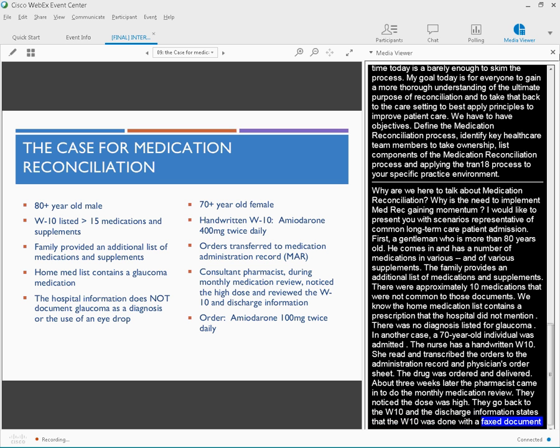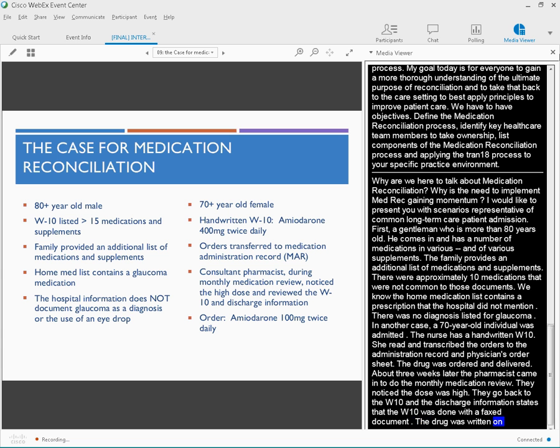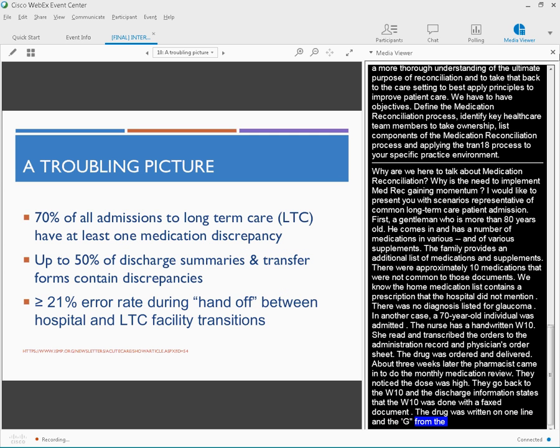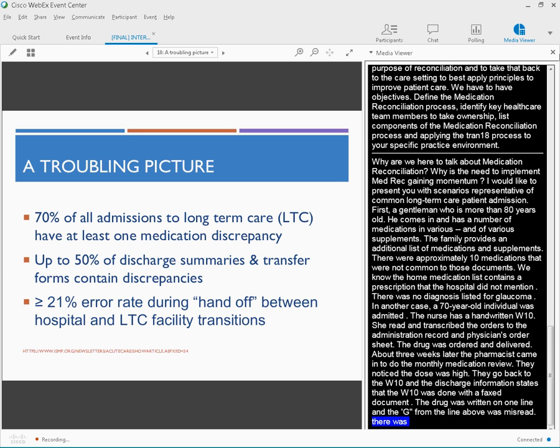The G from milligram above had crossed the number 1, making it appear to be a 400, but it was actually amiodarone 100 milligrams twice a day. So, obviously, a difference to what we expected the person to have.